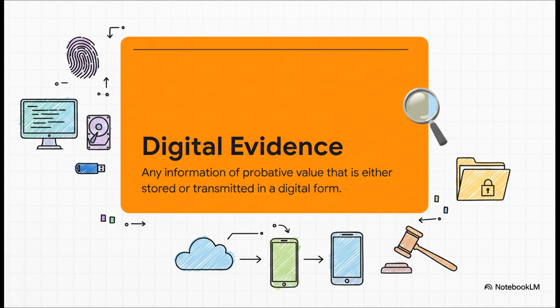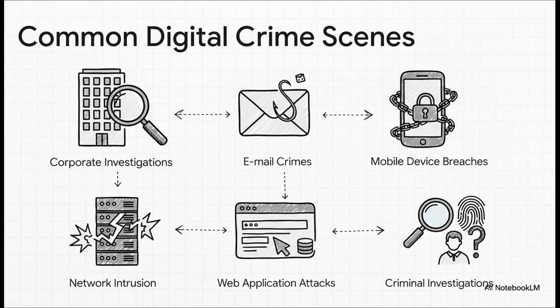So, what are these investigators actually looking for? They're on the hunt for digital evidence. And as you can see here, that's basically any piece of data that has probative value, which is just a fancy legal way of saying it can help prove or disprove a fact in court. We're talking about everything from a deleted email to a system log file. It's all potential evidence.